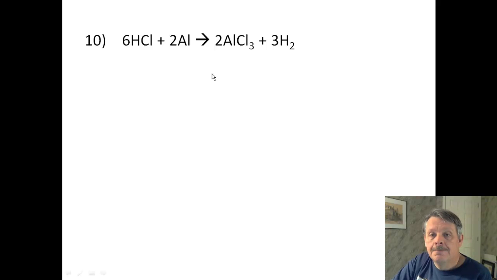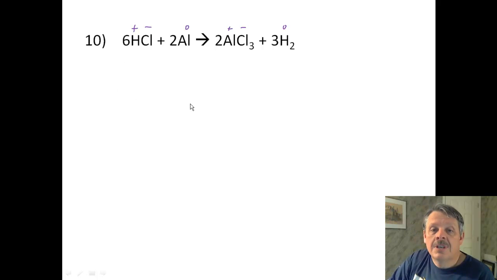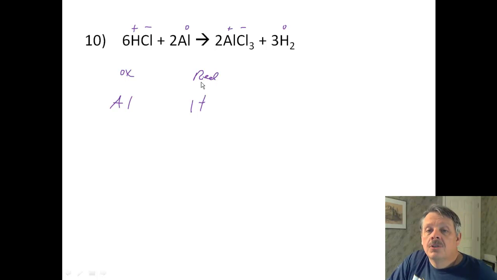All right. Well, here we have a single replacement reaction, positive, negative. Aluminum has no charge. However, when it's bonded with chlorine, it's positive, with chlorine being negative, and hydrogen has no charge. You'll notice chlorine is negative in both cases. That's the spectator. But hydrogen is gaining, and aluminum is losing. So aluminum is oxidized, and hydrogen is reduced.